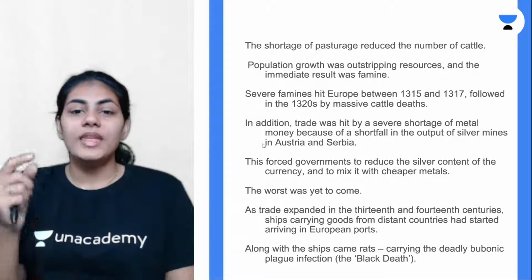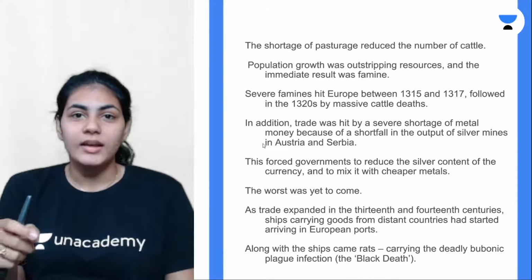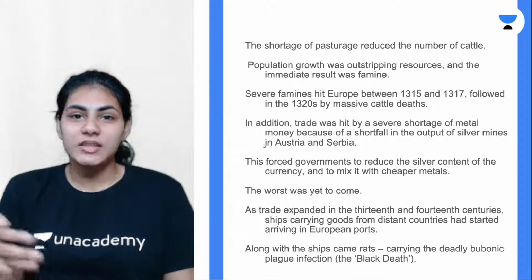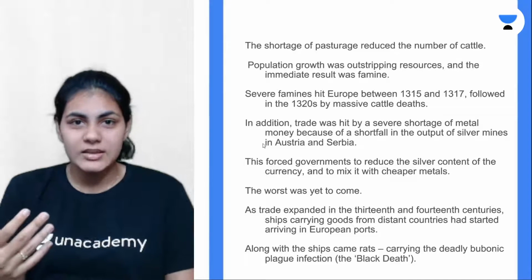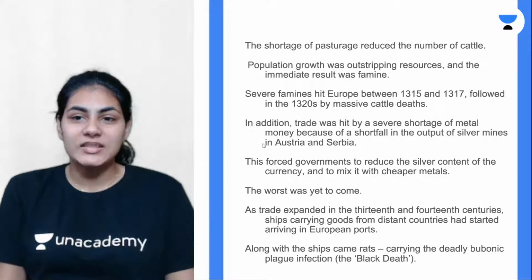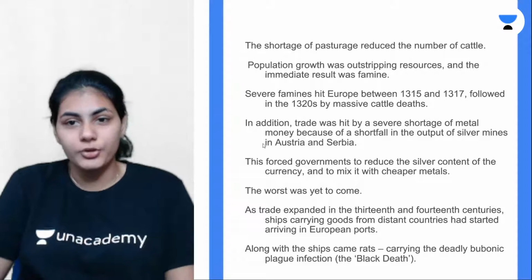But there was a lack of silver mines in Austria and Serbia. Initially, Austria and Serbia were supposed to be rich in terms of silver mines, right? From these two places itself, so much silver used to be exported to other parts of Europe.